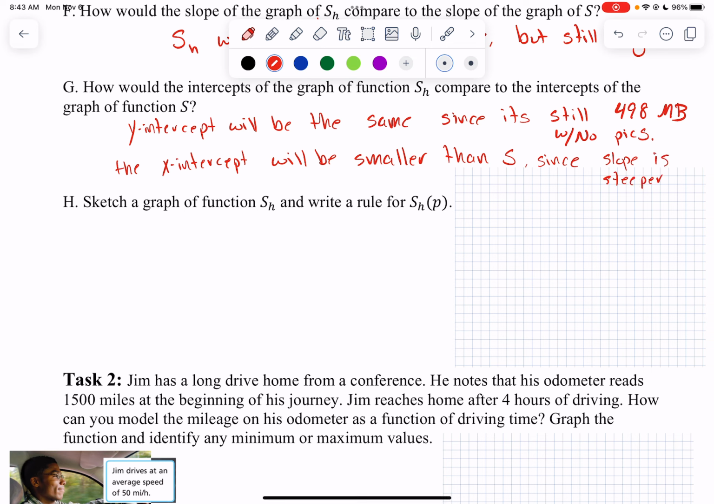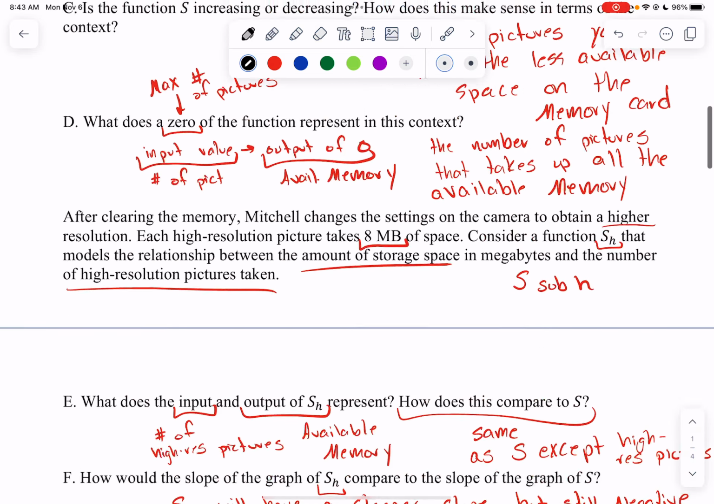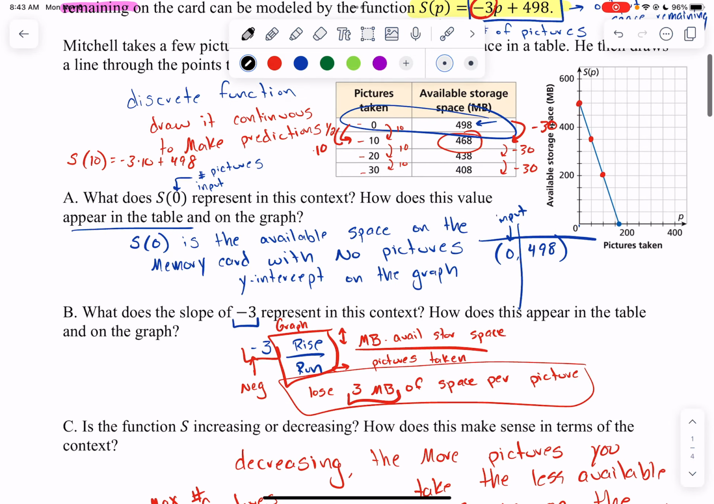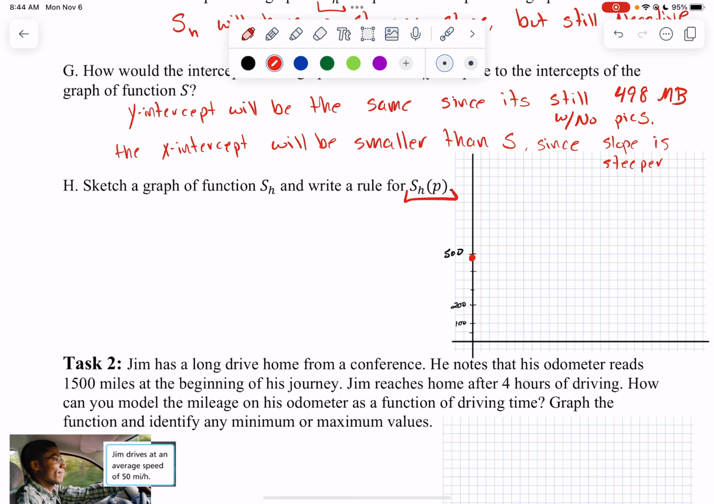Okay. Sketch the graph of the function S of h. Write a rule for S of h. So we actually want to write the rule now. Okay. Well, to sketch a graph, again, this only makes sense for positives. We can't go into the negatives for number of pictures. I think I'm going to use a similar scale to here. It looks like we're counting by 50s. So we'll go 50, 100, 200, 3, 4, 5, there's 500. So we still have that starting point of 498. But now we need to go down 8 each time.